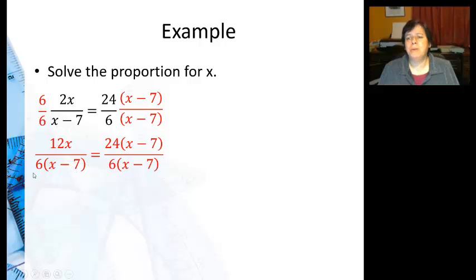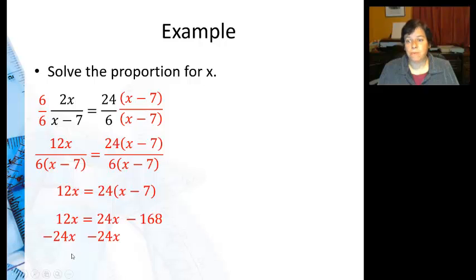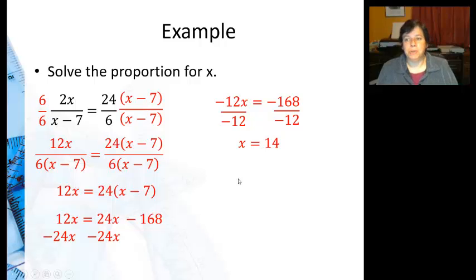I'm not going to worry about multiplying this out because I'm going to have the same denominator on both sides. Equals 24 times x minus 7. 12x equals 24 times x minus 7. Then, since the denominators are equal, the numerators have to be equal. Then I can go ahead and distribute this 24. 24x minus 168. Then I'm going to subtract 24x from both sides, which leaves me with negative 12x is negative 168. Divide both sides by negative 12, and that gives me x is 14.